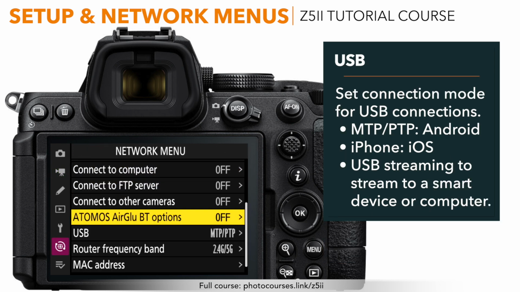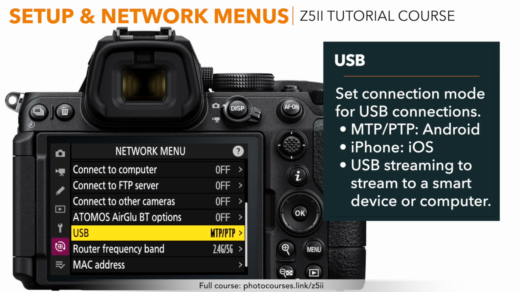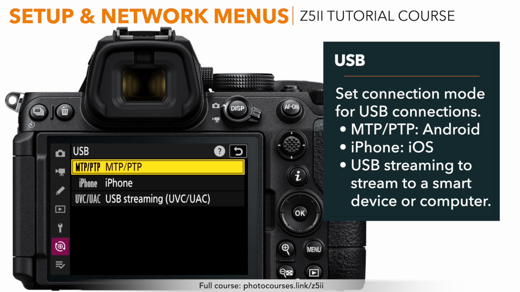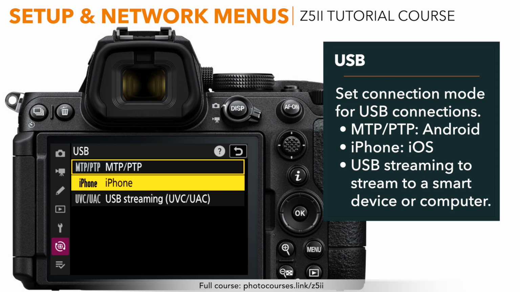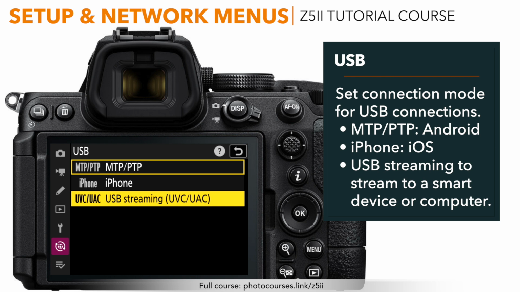The USB option is going to set which type of transfer protocol the camera should use when connected to a device using USB. The MTP PTP option is what Android devices use, so you'll want to set that if you're connected to a device using the Android operating system. iPhone, obviously, is what you'll want to choose if you're using a device using the iOS operating system. And then USB streaming is for streaming to a computer via a USB connection.